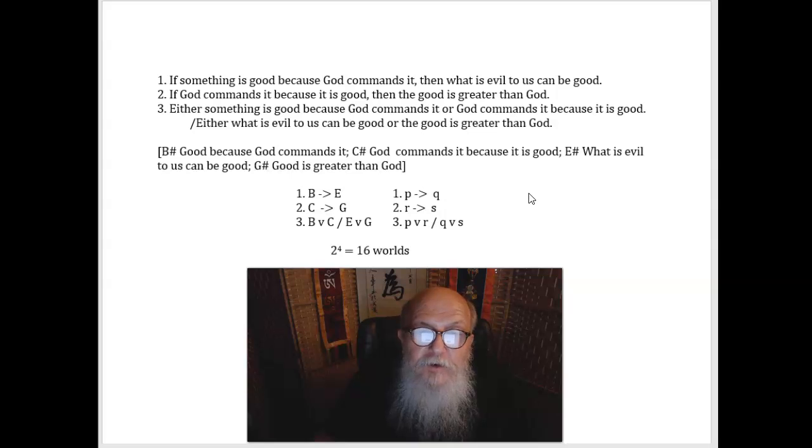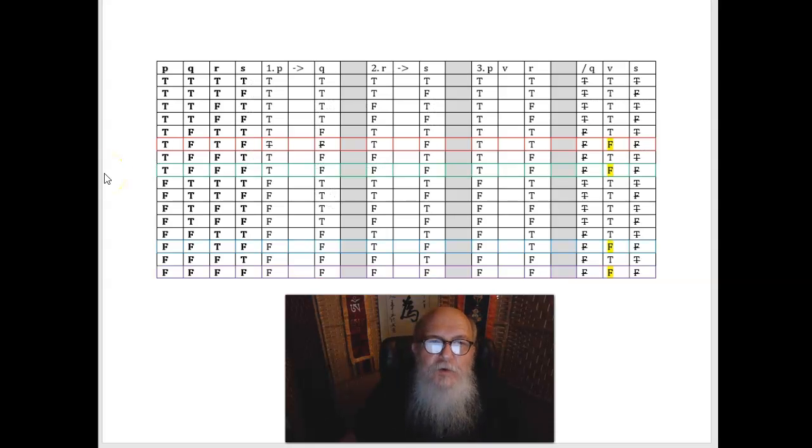If P then Q, if R then S, P or R, therefore Q or S. And that gives us 2 to the 4th power, or 16 possible worlds, or lines on our truth table. So, we've generated our truth table. We have 4 variables, so we have 16 lines. 2 times 2 is 4, times 2 is 8, times 2 is 16.